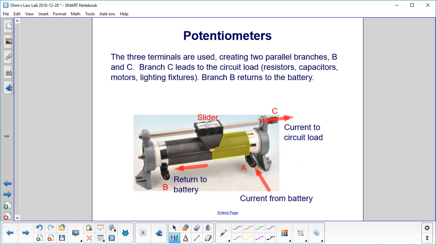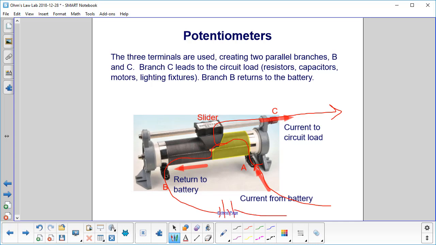So how do we get a constant voltage delivered to the load no matter what the load is? We're going to use 3 terminals of the potentiometer. That will create 2 parallel branches of current, B and C. So you have your current from the battery, and your battery is a fixed voltage. Some of it will go here. That'll be the current to the circuit load. The other will flow through here, come back, and then go to the battery, the tail end of the battery.